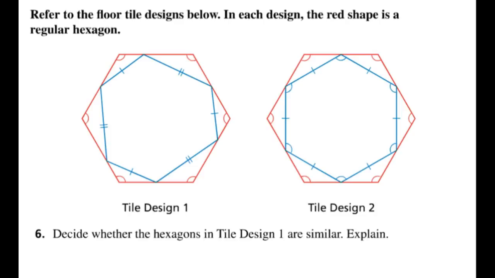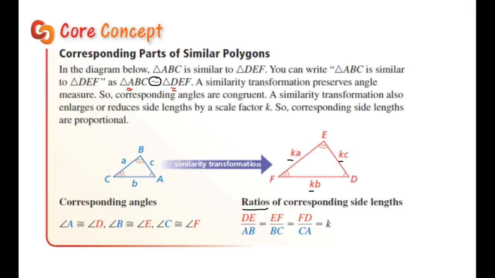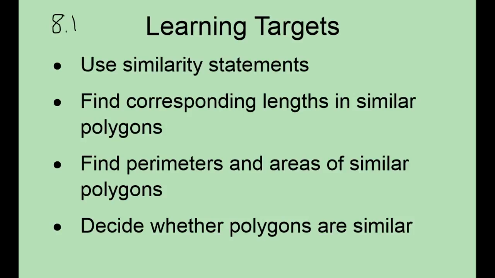So now let's look back at our learning targets and see if we met them. Using similarity statements, that's what this is using: which angles correspond, which side lengths correspond. Those are our similarity statements. Then we were able to use our similar figures to find missing lengths. Then we looked at finding perimeters and areas. Remember, the areas are kind of tricky because I'm looking in 2 dimensions, so I have to square my ratio.